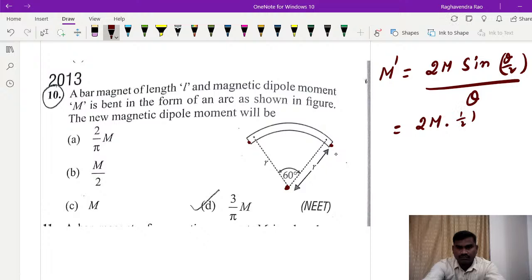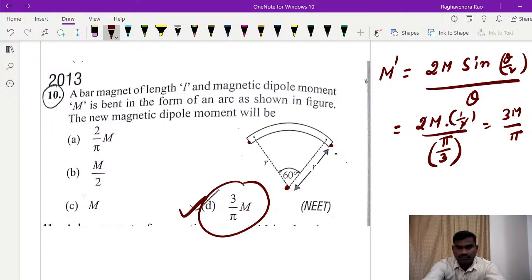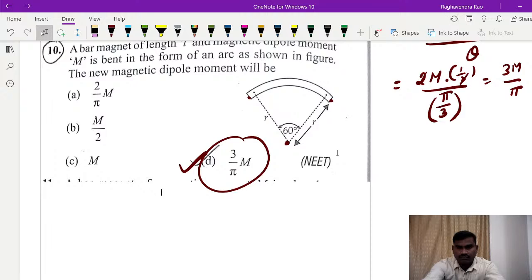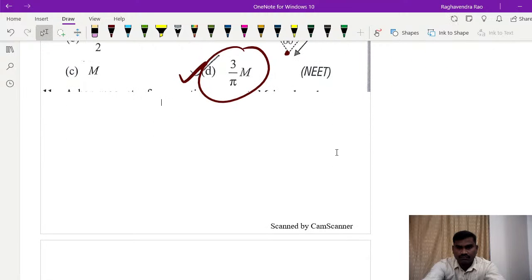So 1 by 2 by theta. Theta must be represented in radians. So in radians 60 degree we can represent as pi by 3. So now this 2 will get cancelled, 3 will come outside. This is 3m by pi. Here, one more point I forgot to give. You see, you write this point.